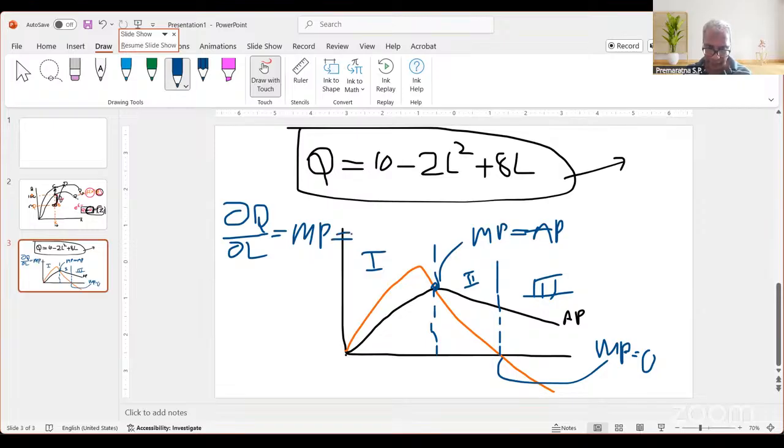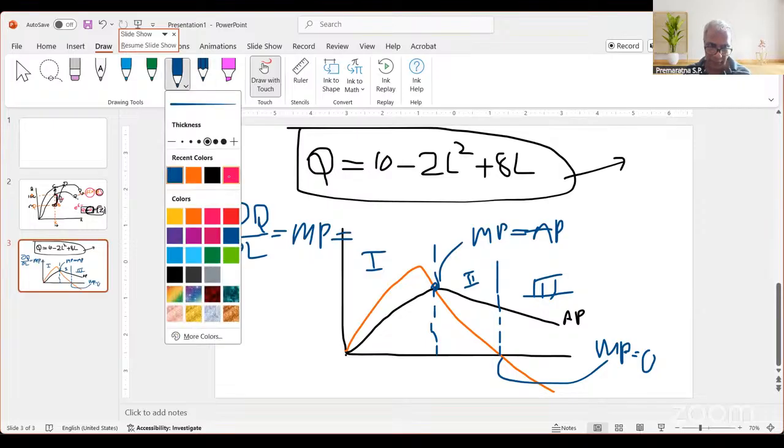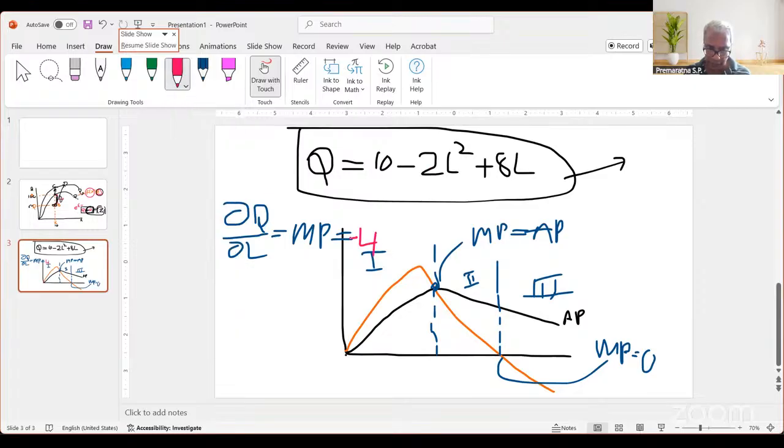This particular exercise, the answer becomes 4 minus 4L plus 8. So you can see, since I chose arbitrary numbers, they come out positive. The answer becomes L equal to, if the marginal product becomes 0, this point.